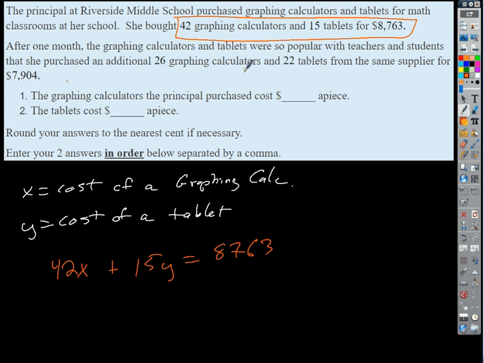26x plus 22y equals 7904, and then from that point, just use Desmos. I don't want you to solve that algebraically. Once you get the right equations, just throw them in Desmos and find the point of intersection. Okay? Make sense? All right, we made it. Good question.